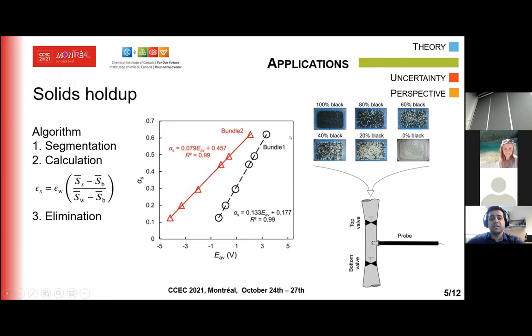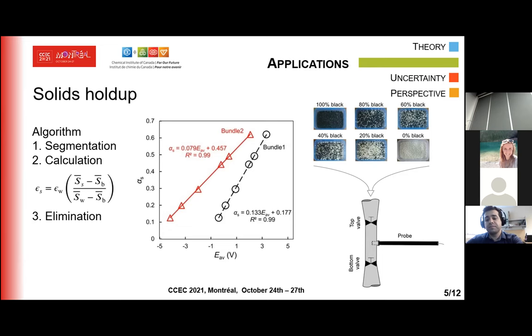Generally, the voltage signal varies linearly with concentration of black to unpainted powder. However, in some cases, like when the probe tip is damaged due to collision with rough particles, this relation becomes nonlinear. Using curve fitting, we derive equations to link the average voltage and solids holdup for each probe bundle and use these equations for measuring the bubbles in the main experiments.